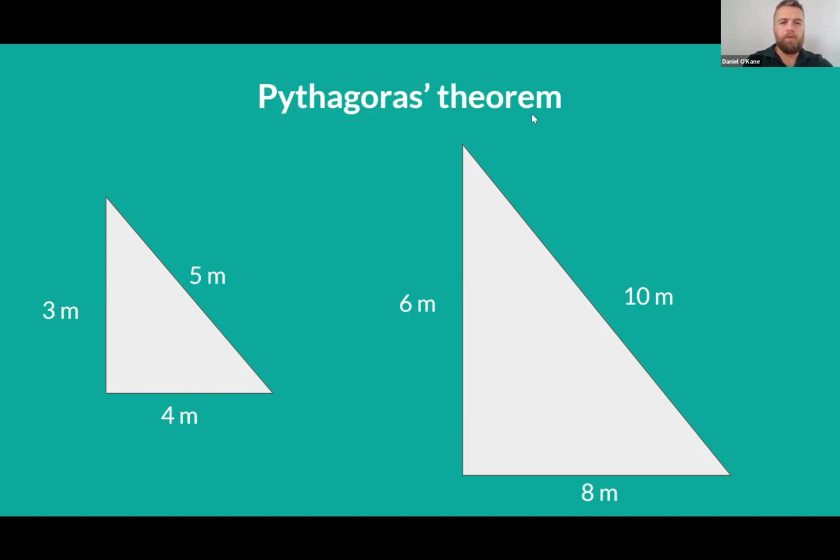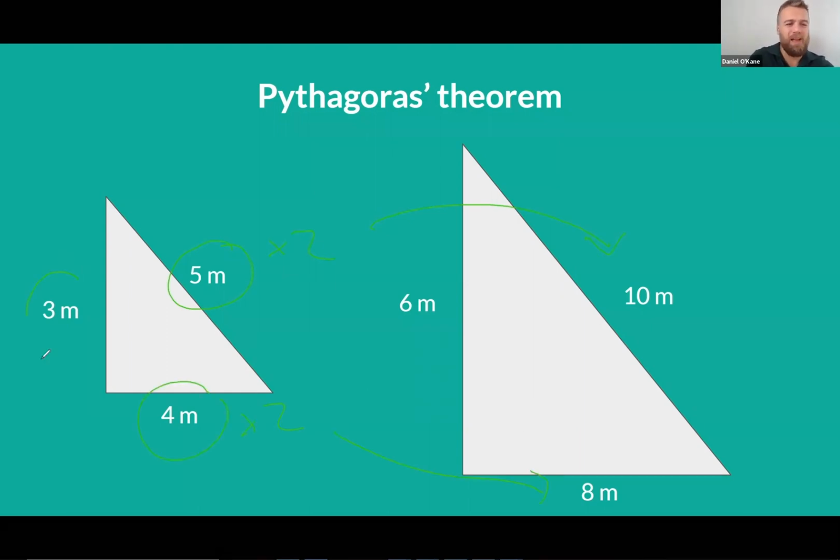hold on, let me just draw on the screen. Multiplying this by 2 creates the 10, multiplying this by 2 creates the 8, and multiplying this by 2 creates the 6. That means they're similar figures, and if they're similar figures, then those internal angles in the triangle are going to stay the same.